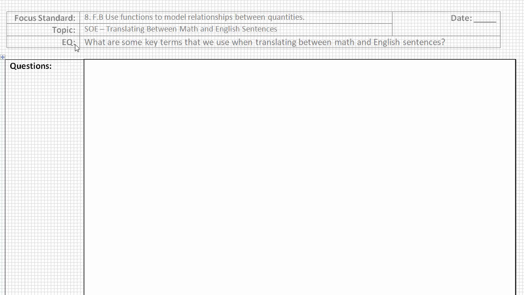Our essential question for this lesson is, what are some key terms that we use when translating between math and English sentences? Please take a few moments, pausing the video if you need to, to copy the standard, the topic, and essential question into your header, along with today's date, set up the question column and the note column, and resume the video when you're ready to begin.